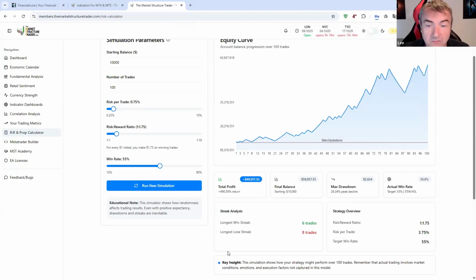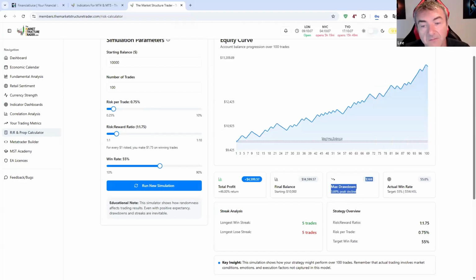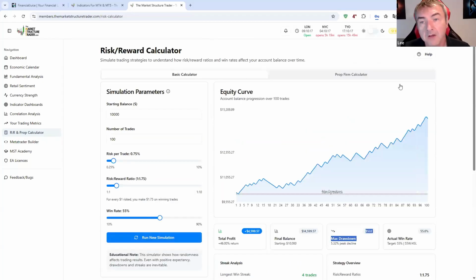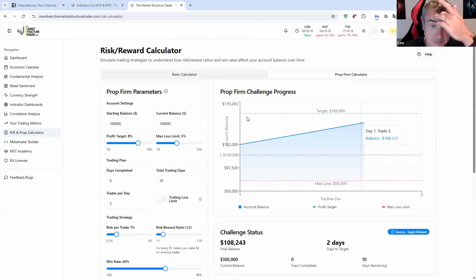If you don't like that, move your risk down. If you only want to take less than 5% drawdown, you can do that. So it just breaks down the mathematics of trading for you so you can visually see and run simulations. If you are trading prop, we have the prop firm calculator. This is available for members only, not for free members.